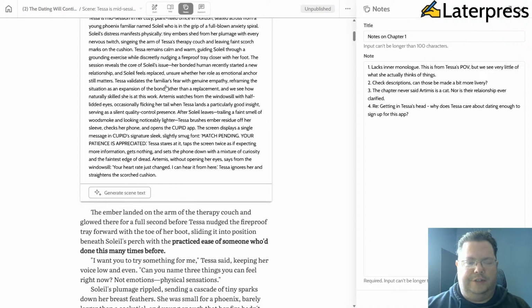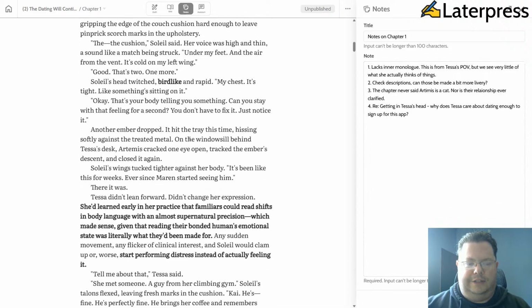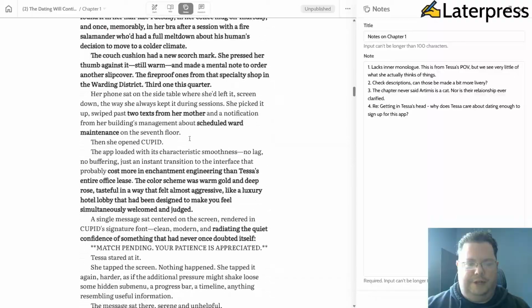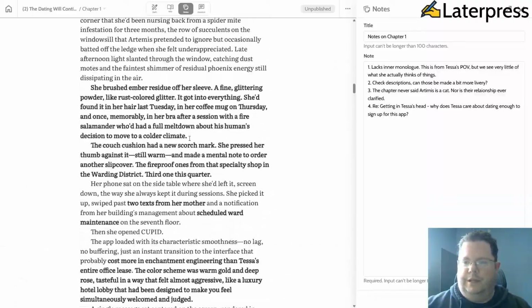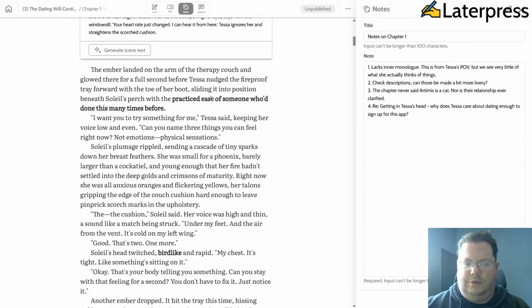Chapter 1 is Tessa in her office having a therapy session for a Phoenix familiar. In the last session, we read through all of this. We'll probably do a lot of reading through this again, so I marked things up. But I also put in notes for myself, higher-level issues beyond sentence-level things that I felt could be improved. And I'm glad I did this, because that way I don't have to remember things a week later. My note was that the generated text lacks an inner monologue. We may be in Tessa's point of view and following her around, but we see very little of how she actually thinks about things.